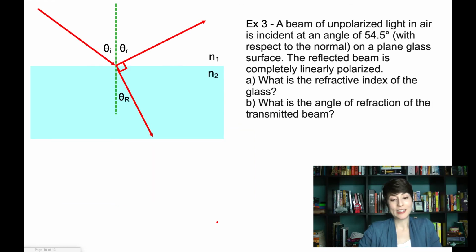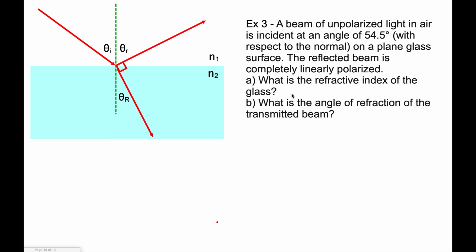So a beam of unpolarized light in air is incident at an angle of 54.5 degrees with respect to the normal on a plain glass surface. The reflected beam is completely linearly polarized. That's telling us that this incident angle is at the Brewster angle. So we can use the equation for the Brewster condition that we just derived. A, what is the refractive index of the glass?